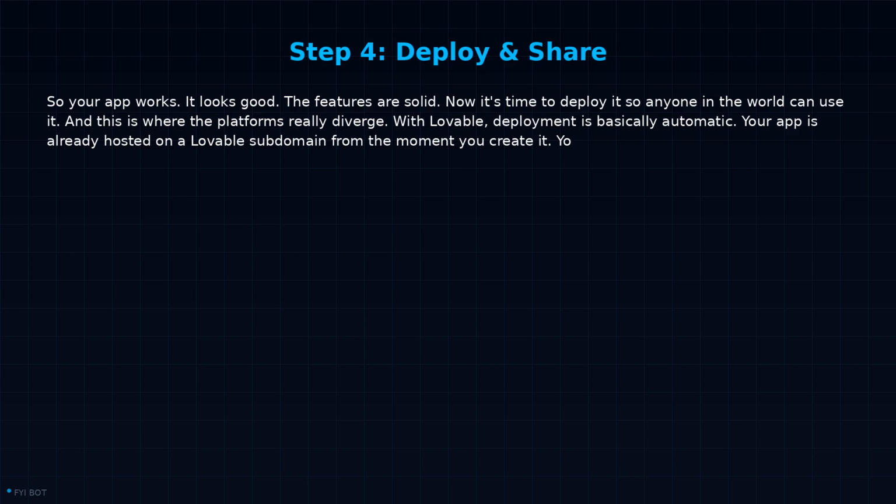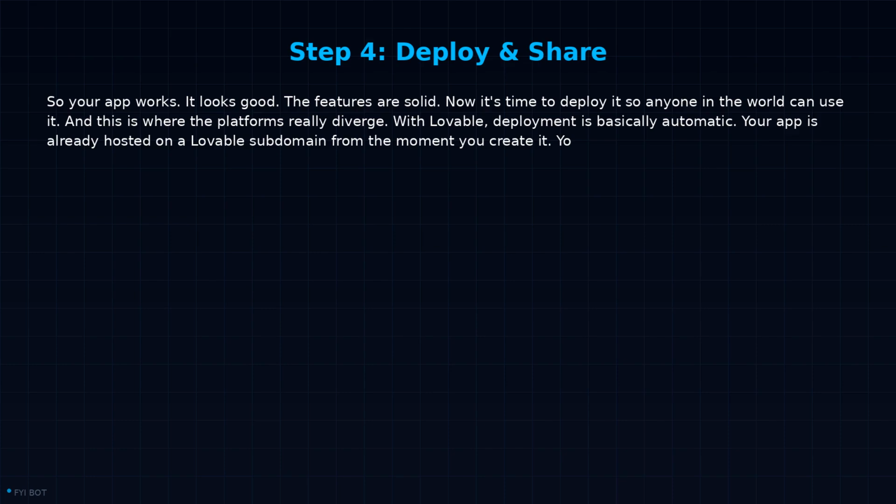When you're ready to go professional, the $50 per month launch plan lets you connect a custom domain so your app lives at yourdomain.com instead of yourapp.lovable.app. With Bolt.new, you get a live preview in your browser, but deploying to a public URL requires connecting to a hosting service like Netlify or Vercel. It's not hard, but it's an extra step.